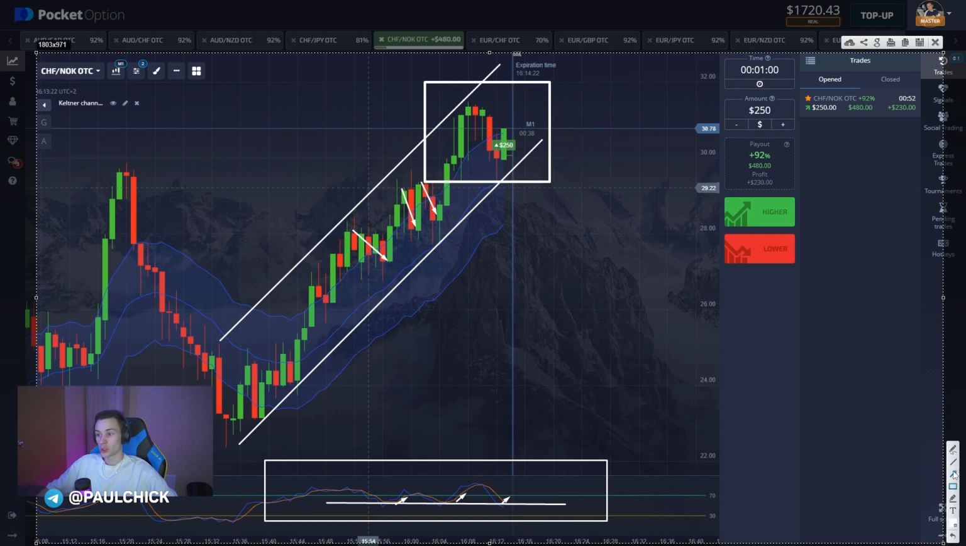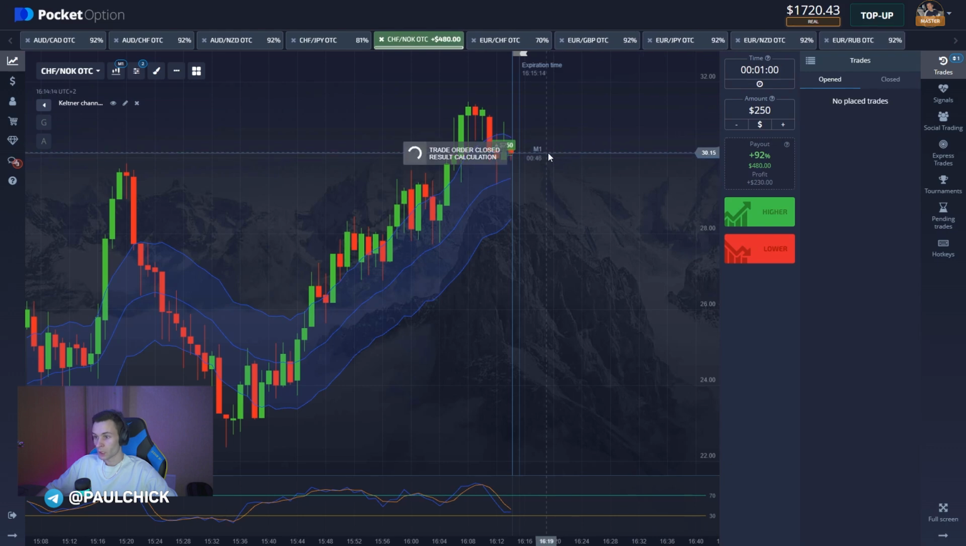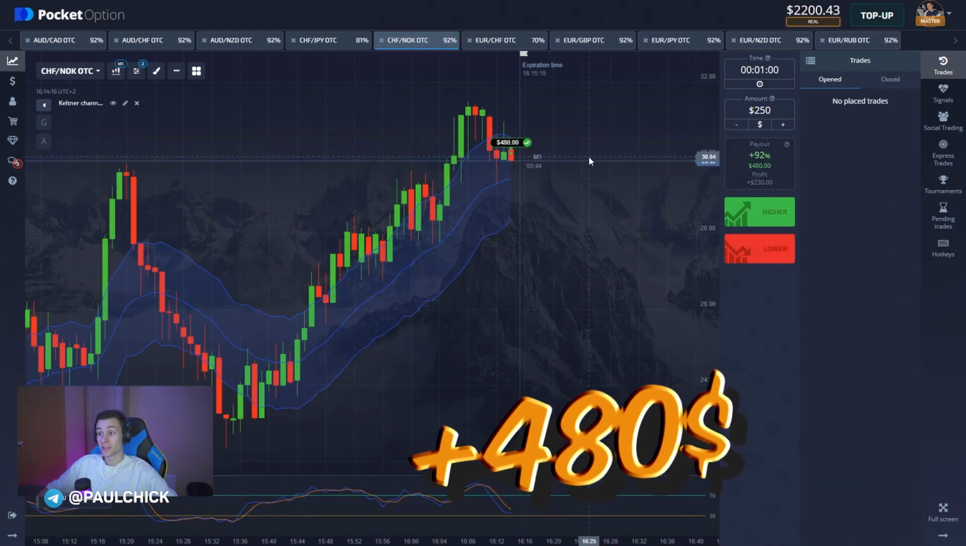Next, we should point out this level. The price pumped up and then a little pullback took place. The price entered the inner channel. The support zone played out this level. So that's why we opened the long position. And our position is in profits again, guys.